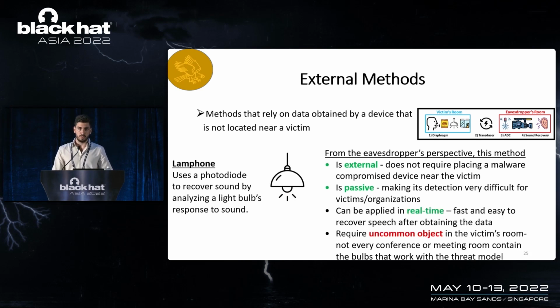The next and last method we're going to discuss in this section is lamphone, which uses a photodiode to recover sound by analyzing a light bulb's vibration in response to the sound. In this method, we can see that it has more advantages compared to the others because, again, it's external, it's passive, and this time it can be applied in real time, which makes it fast and easy to recover sound after obtaining the data required. However, lamphone requires an uncommon object in the victim's room, which may not be there.